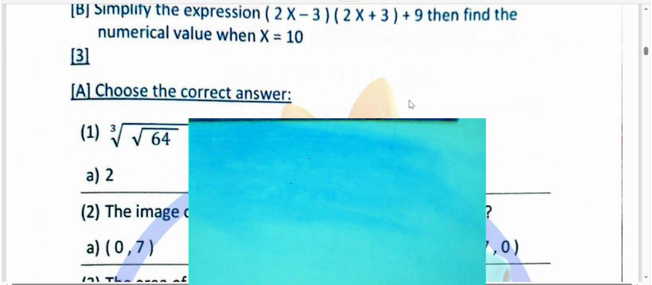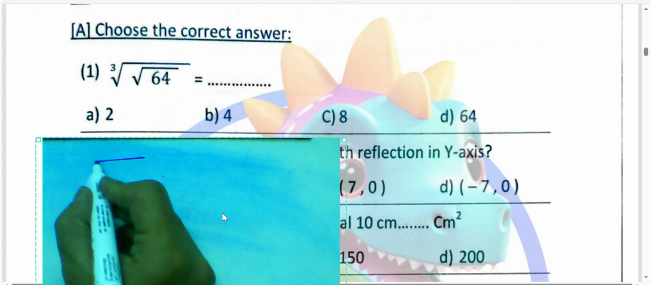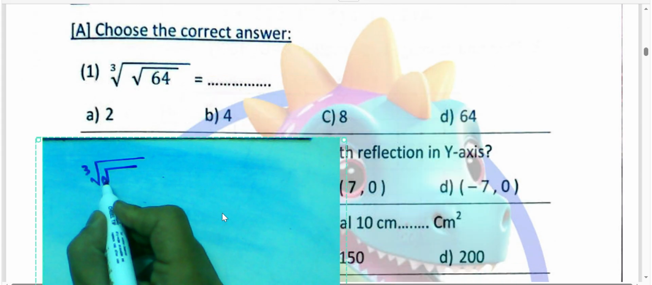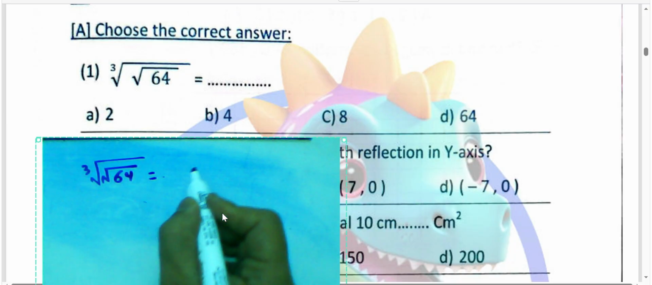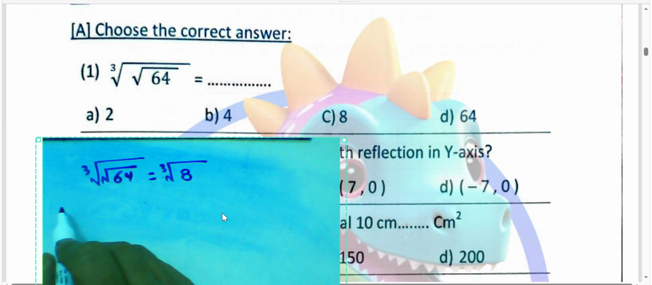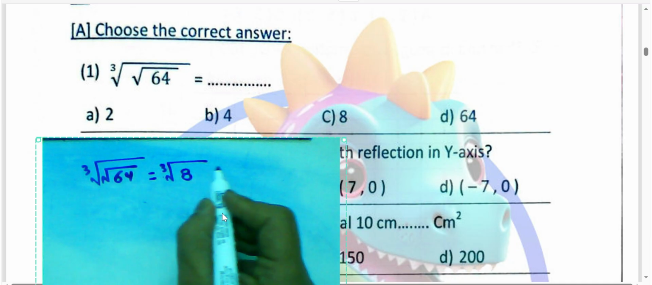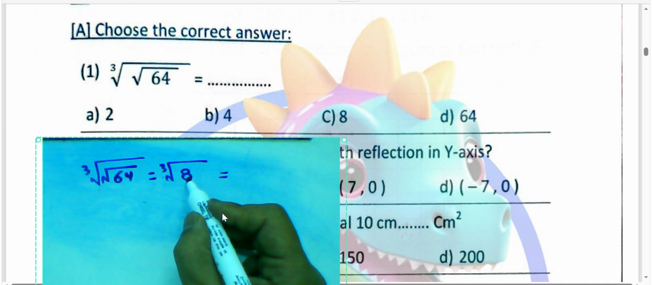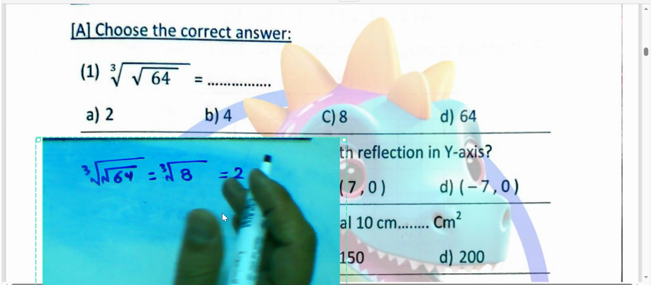Next example, show the correct answer. Cubic root of square root of 64. We have cubic root of 64, square root of 64 equals 8, because 8 times 8 is 64, and the cubic root of 8 equals 2, because 2 times 2 times 2 equals 8.